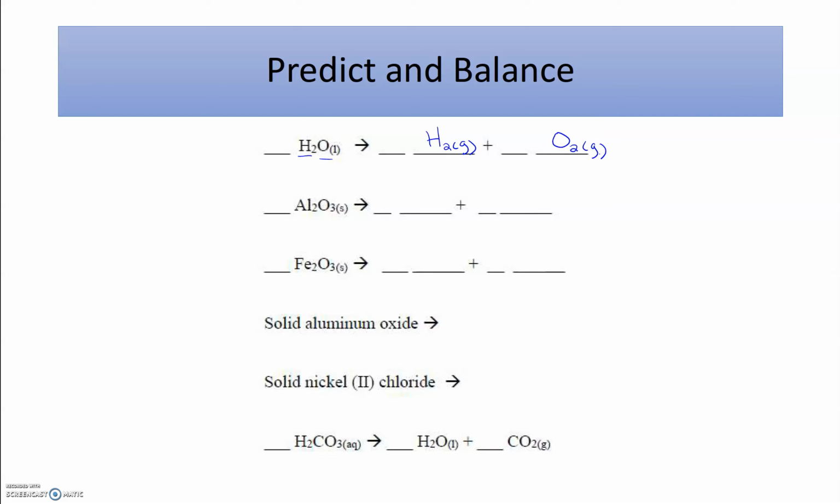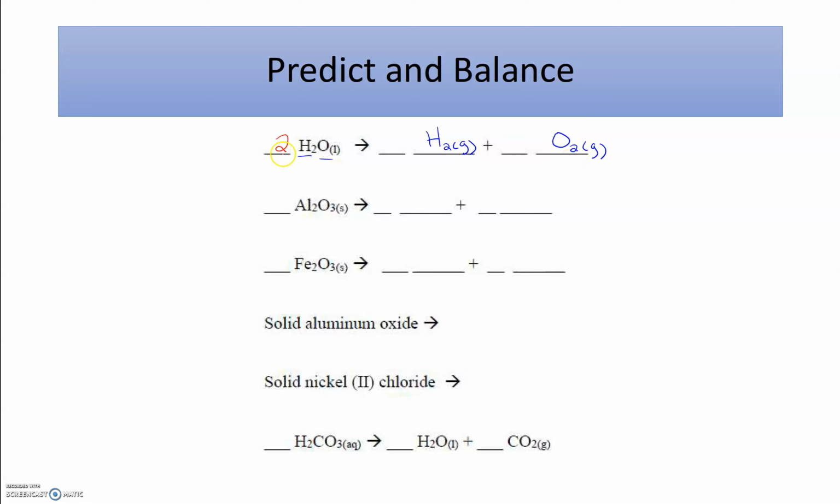Now I want to balance, and so as I go through my balancing, I can see that hydrogen is balanced, but when I look at oxygen, oxygen has 2, but in my water, there's only 1 there. So that means I'm going to need a coefficient of 2 in front of water. And now I've got 2 oxygen, 2 oxygen. So my oxygens are balanced.